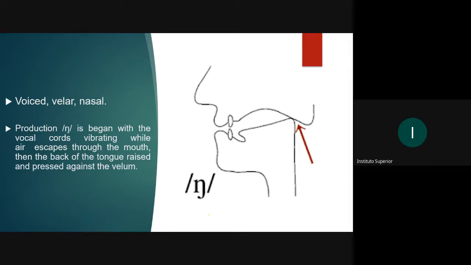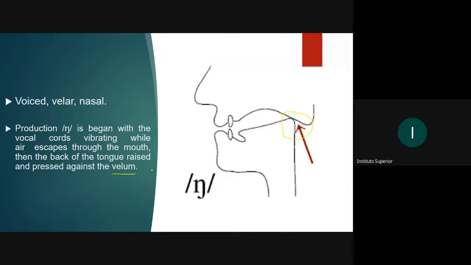This one, can you read, please? Voiced velar nasal production begins with the vocal cords vibrating, while air escapes through the nose, then the back of the tongue rises and presses against the velum. Okay, thank you. Remember, this is a voiced velar nasal. Look, our tongue. What position is this? Velar.